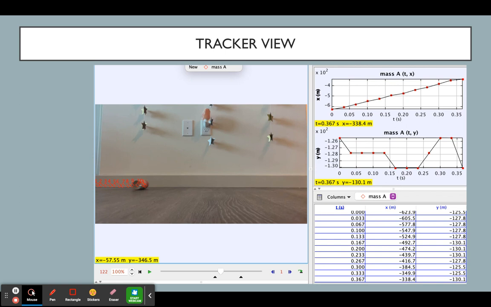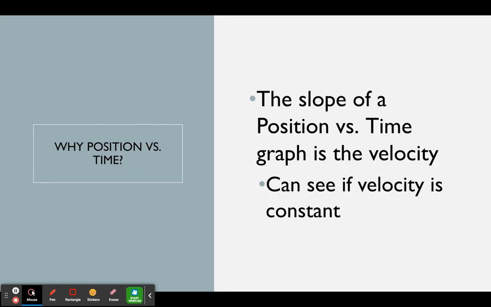velocity. This is just a quick overview of how I collected data through Tracker. I traced the spice jar all the way through each frame and then exported the data from the bottom right to Excel to put into the position versus time graph.